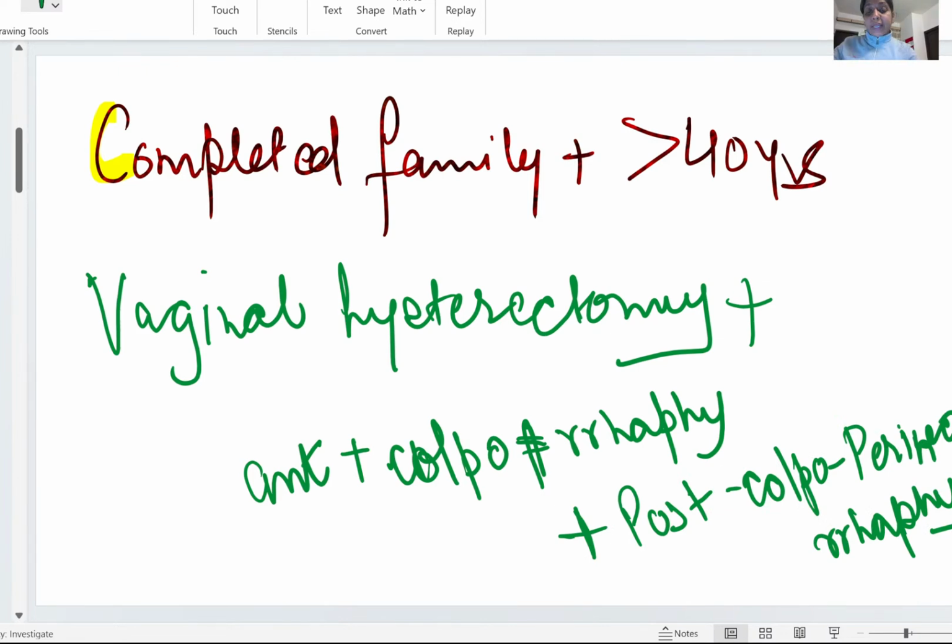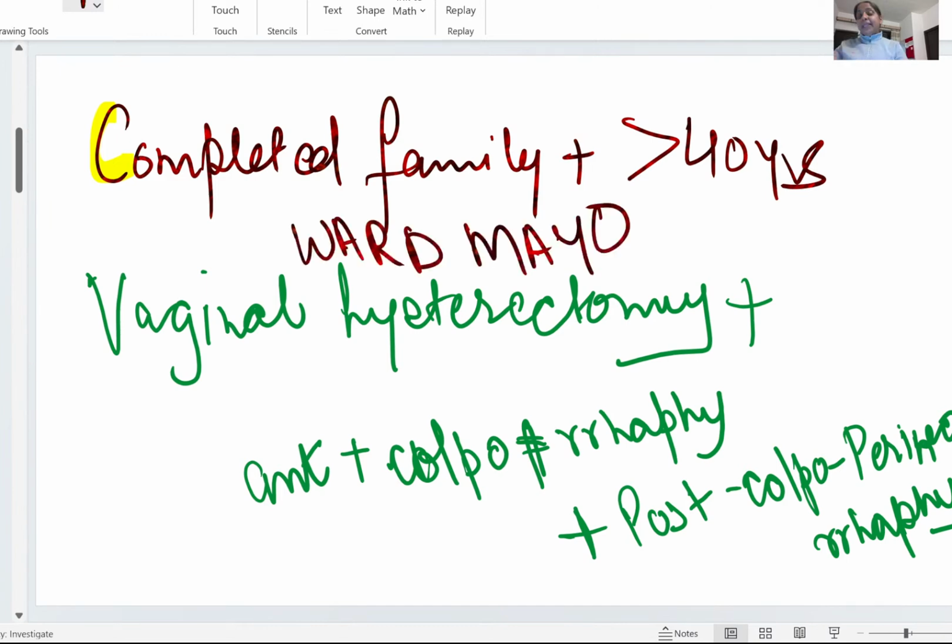Dr. Kavita has already helped us. Ward Mayo. How will you remember it is Ward Mayo? Vridd Ma. Completed family and more than 40 years. Vridd is for old age and Ma is for mother. So Vridd Ma. Okay, so that is how mainly these three things will be asked.